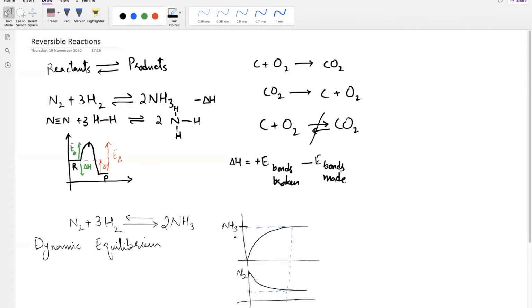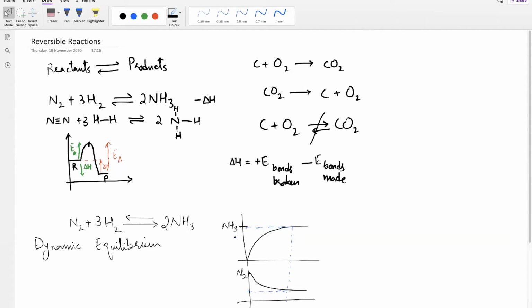It simply means that no more ammonia is being made because the more ammonia is made, the more it goes backward. And the more nitrogen is made, the more it starts reacting to create ammonia. So they keep on reacting, but they do not create a change that is measurable through concentration. The reaction still happens. So that is reversible reactions.